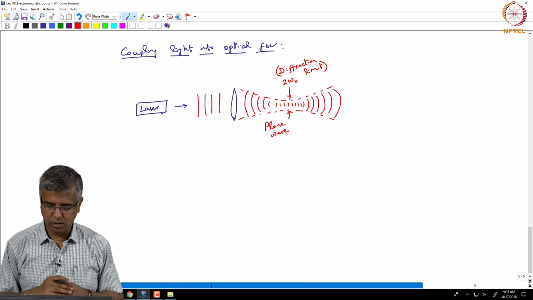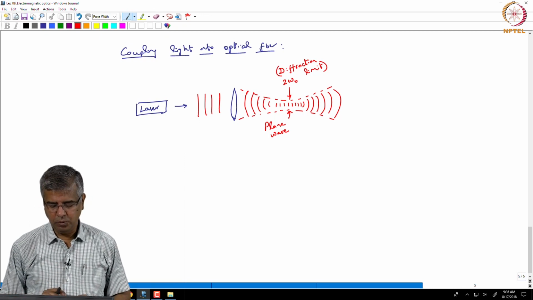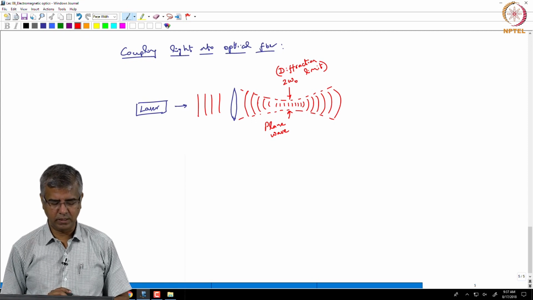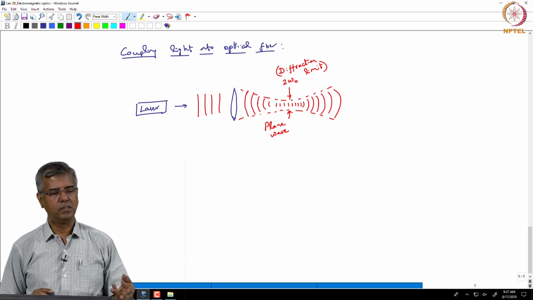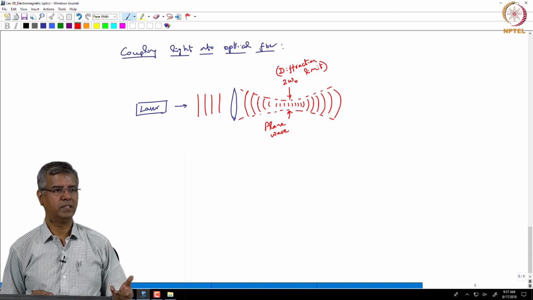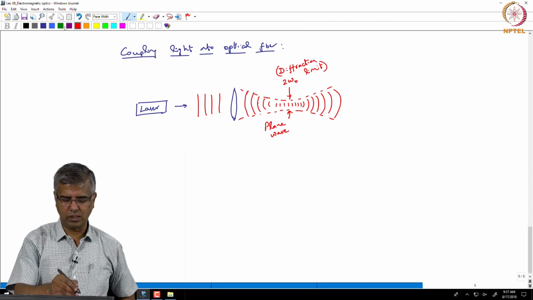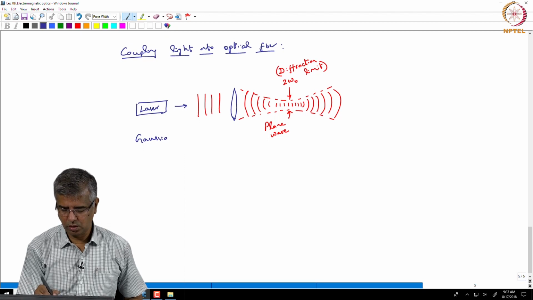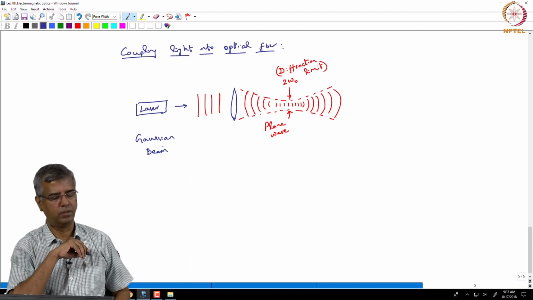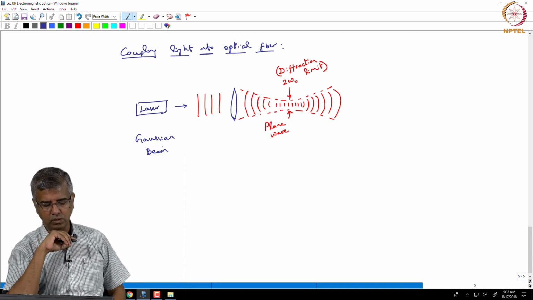Okay. So before we get to some of the specifics, let's just examine what this laser light represents. Now we said for all waves, you solve what is called the Helmholtz equation and get a solution for the Helmholtz equation. One of those solutions corresponds to a Gaussian beam, okay.